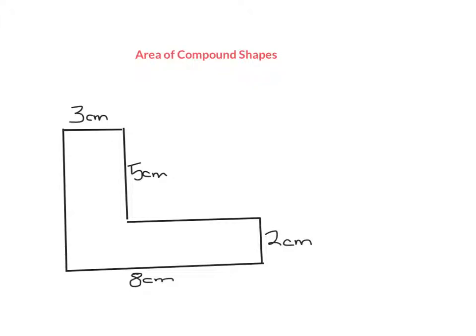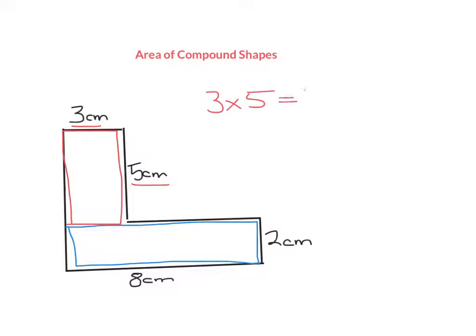Now I can see this consists of two rectangles. I'm going to call them the blue rectangle and the red rectangle. Now the red rectangle, I can see it is 5 centimeters tall and 3 centimeters wide. So I'm going to say that's 3 times 5, which is 15 centimeters squared.